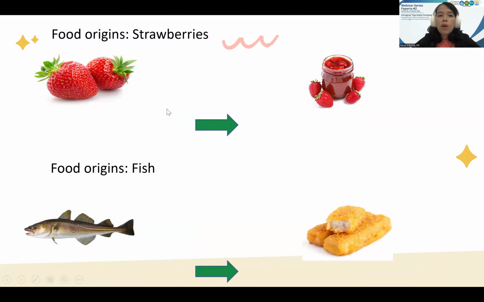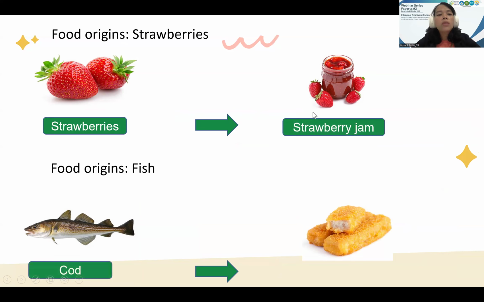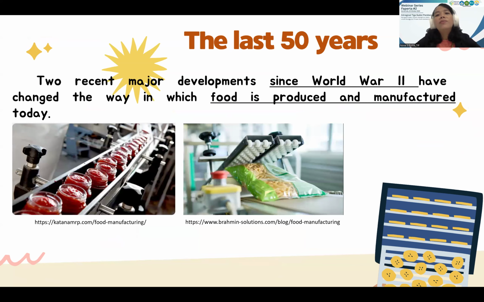For strawberries, we can make strawberry jam. For fish, we can make, for example, fish nuggets and so on. And in the last 50 years, measures developed since World War II have changed the way food is produced and manufactured. So the food is not only finished in the kitchen, but it's also manufactured in the factory. For example, this is a picture of manufacturing strawberry jam, or maybe this one, macaroni.